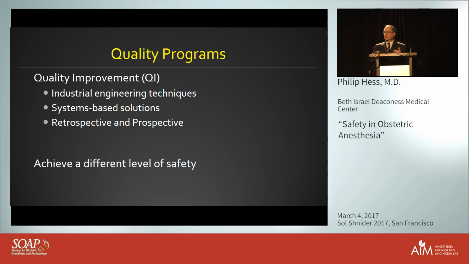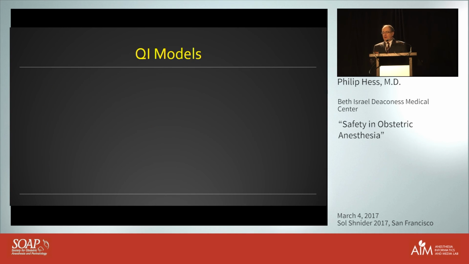This is where the quality improvement programs come in. Quality improvement programs are engineering techniques. They're industrial engineering techniques that are mathematically and scientifically based that have been going on for 120 years in the textbooks of industrial engineering programs that we really haven't focused on in medicine. They're both retrospective and they're prospective, and they are systems-based programs that try to make the system safer so that human error doesn't affect patients as much. The goal of a QI program is to achieve a different level of safety in the system itself.